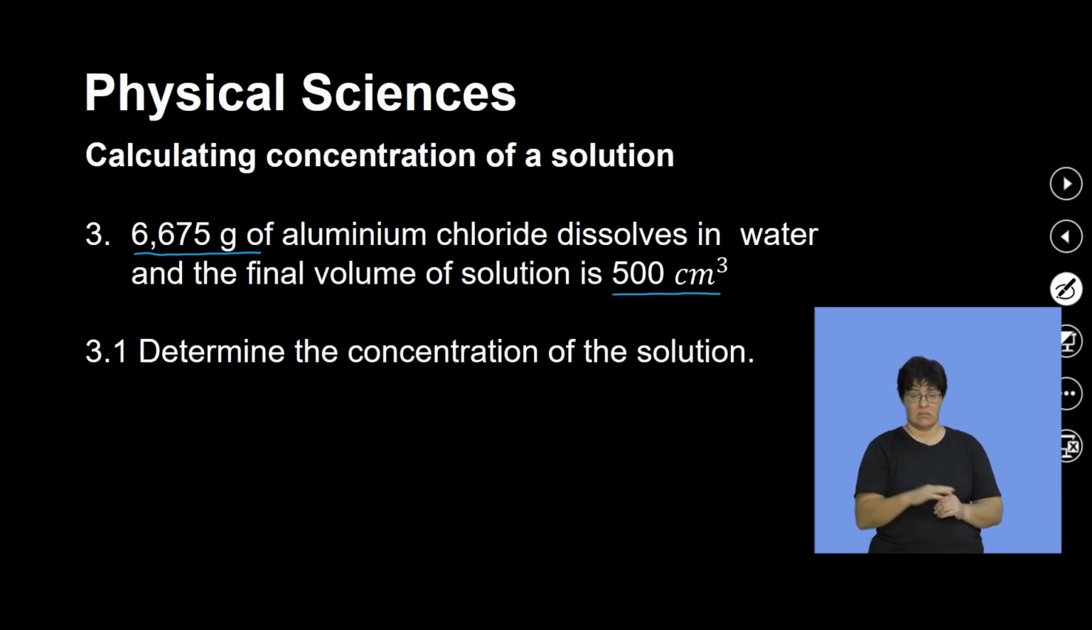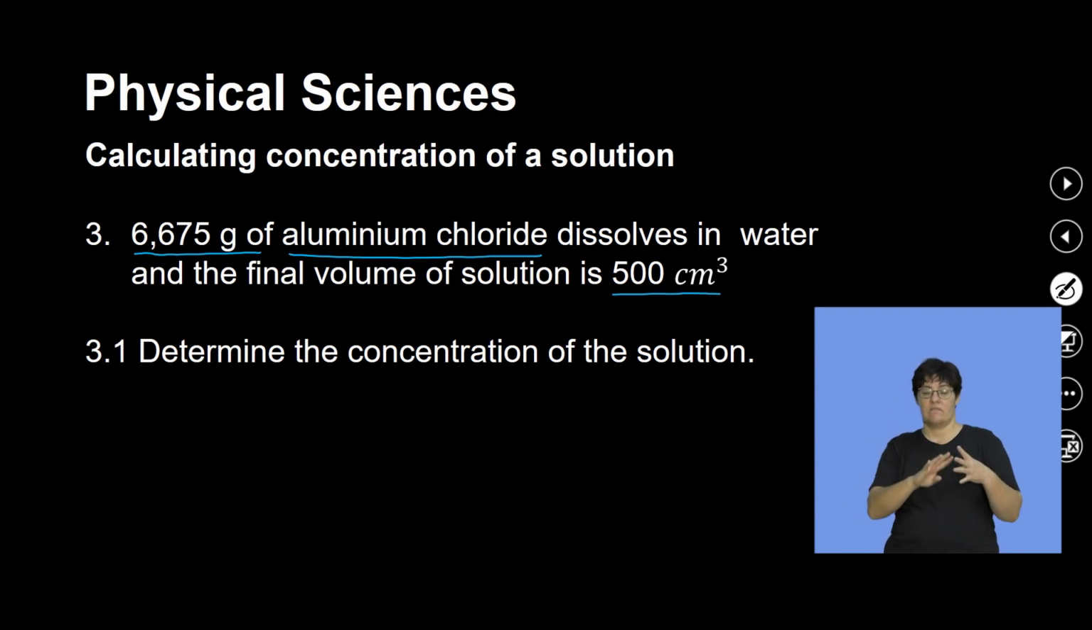So we want to determine the concentration of the solution. First things first here, we need to understand the solute, that it's aluminium chloride. From our chemical formulae, we need to be able to determine the correct formula of the solute so that we are able to use the periodic table to get the molar mass.